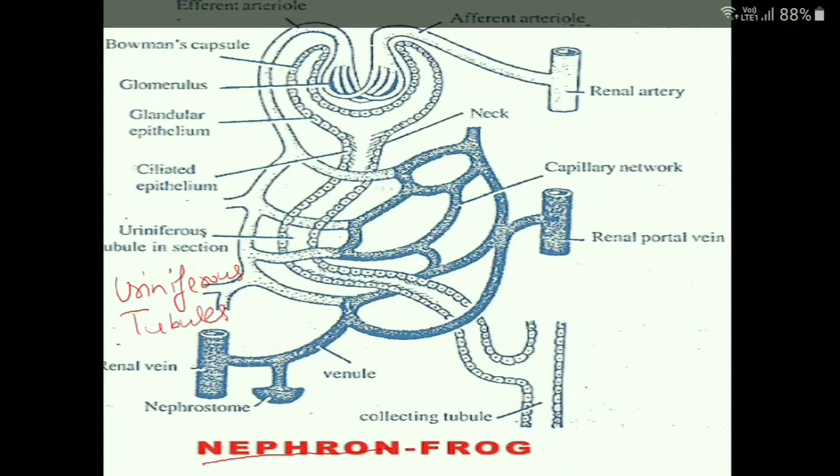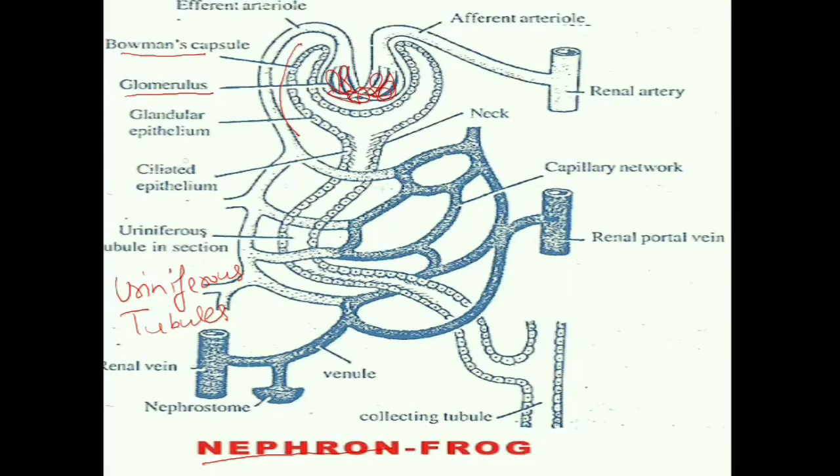A nephron consists of this cup shape structure, and we call it Bowman's capsule. Just inside Bowman's capsule you will find this network of capillaries, and this entire network of capillaries we call the glomerulus. Bowman's capsule and glomerulus together make the Malpighian body. So a nephron is made up of Bowman's capsule and glomerulus, which is the anterior part.